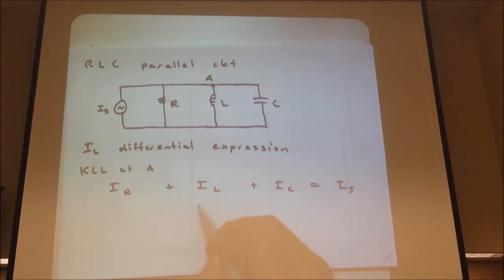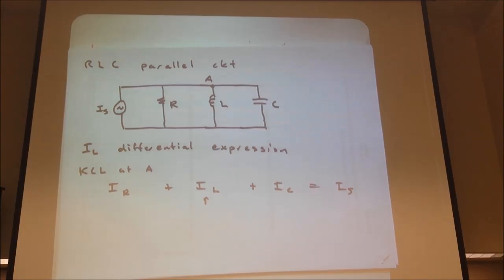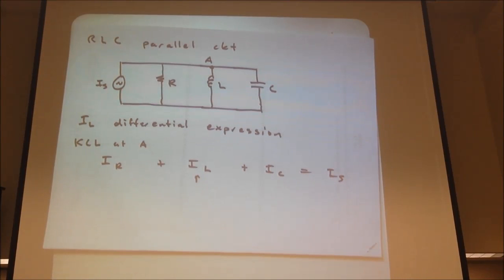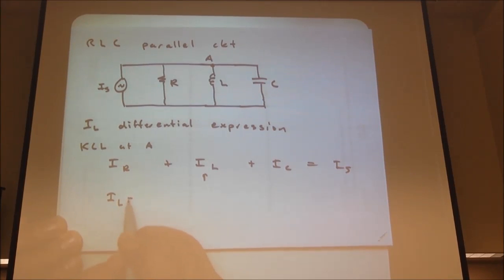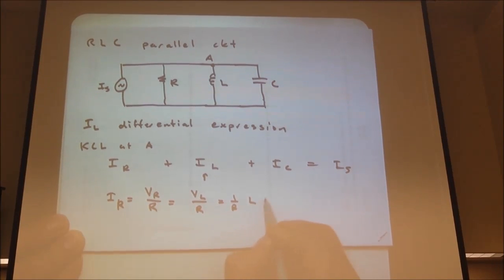Well, again, here's our parameter of interest, IL, and we need IR and IC in terms of IL. So we apply our circuit analysis tools. What is IR? I hope we agree that Ohm's law is still here: VR over R. But what's VR? It's a parallel circuit, so it's going to be VL over R. And what's VL? L dIL by dt. And lo and behold, we have IR in terms of IL, like it's magic.